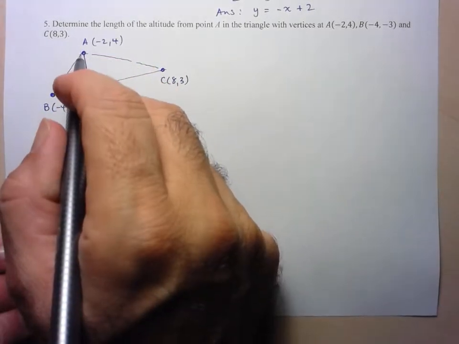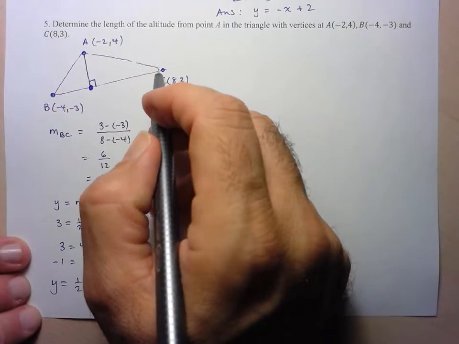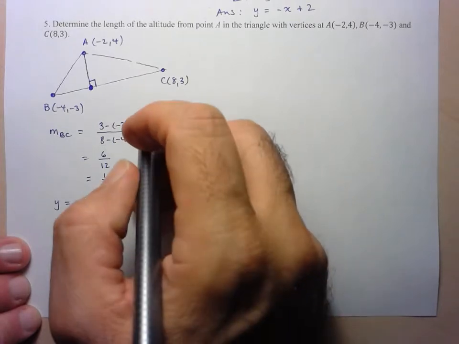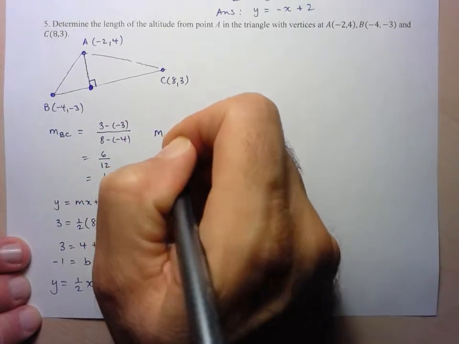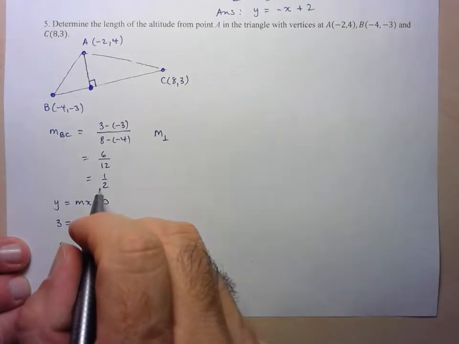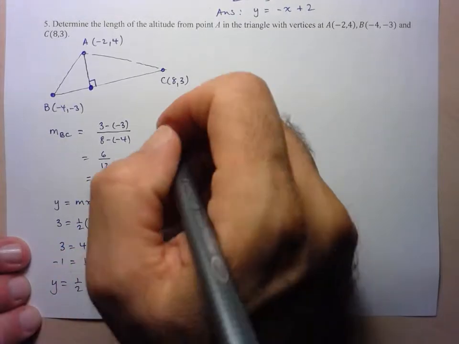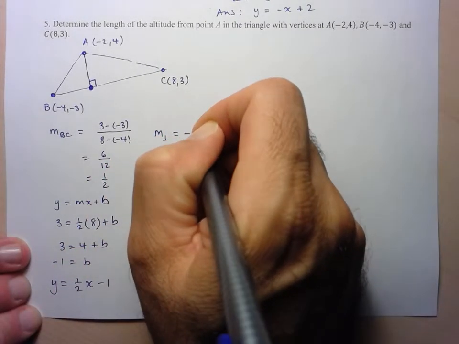So since this altitude has to be perpendicular to BC, it means that the slope is just going to be perpendicular to the one we found. So what's the negative reciprocal of 1/2? It's just going to be -2.